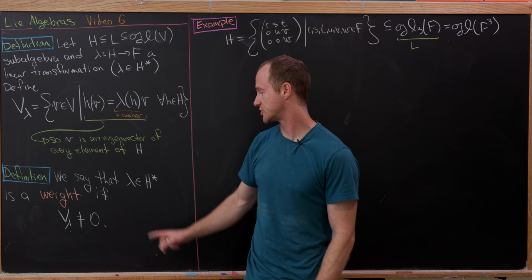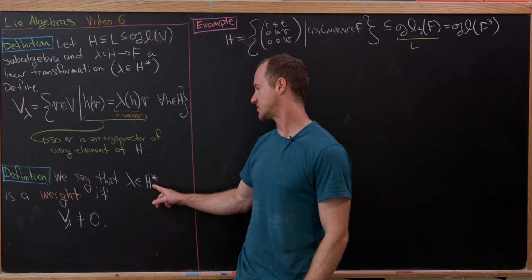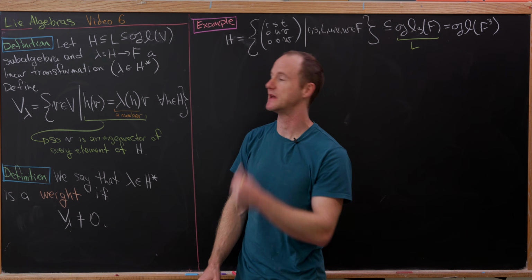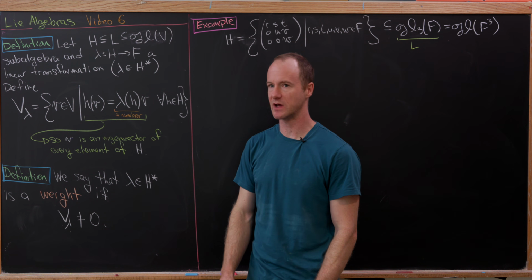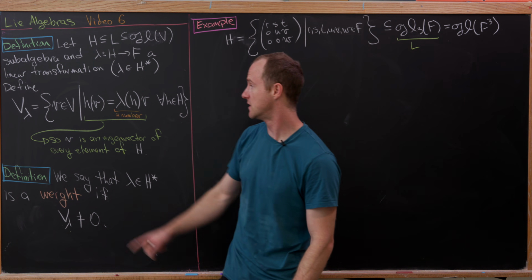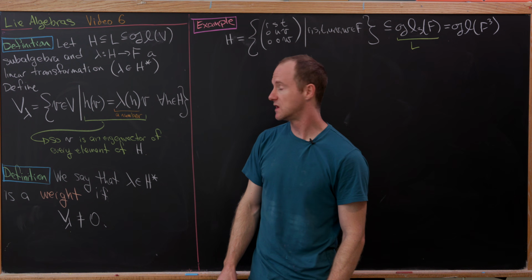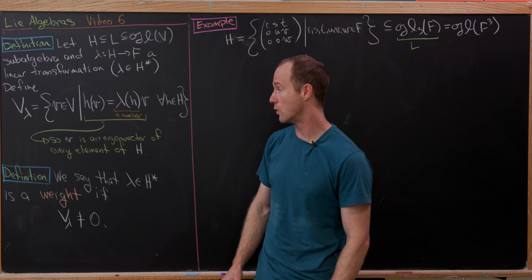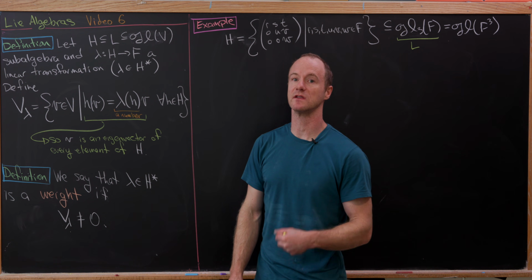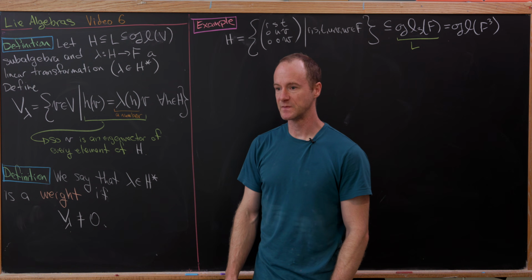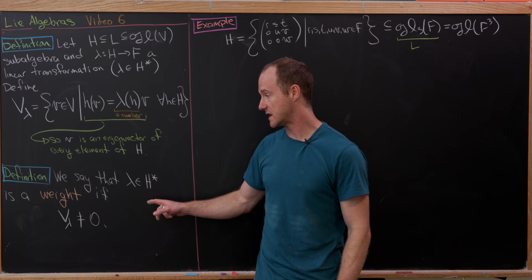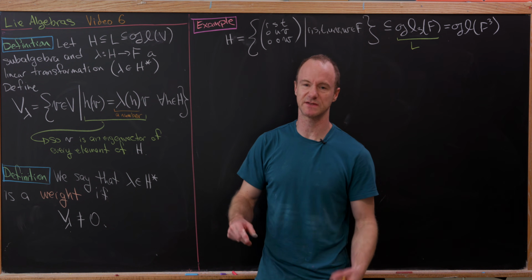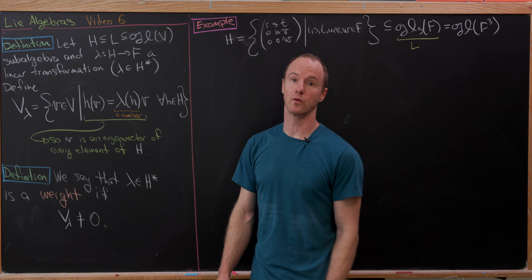So now we need a new definition. We'll say that lambda inside of H star is a weight if V lambda is not the zero vector space. So if you look at this definition of V lambda up here, it might seem quite restrictive because all of these vectors have to be eigenvectors for every element of the subalgebra, and that seems like it may not always be doable. So it seems like you're likely to get the zero vector space. And so that's why we want to give this lambda that gives you the non-zero vector space a special name, and we'll use the word weight.